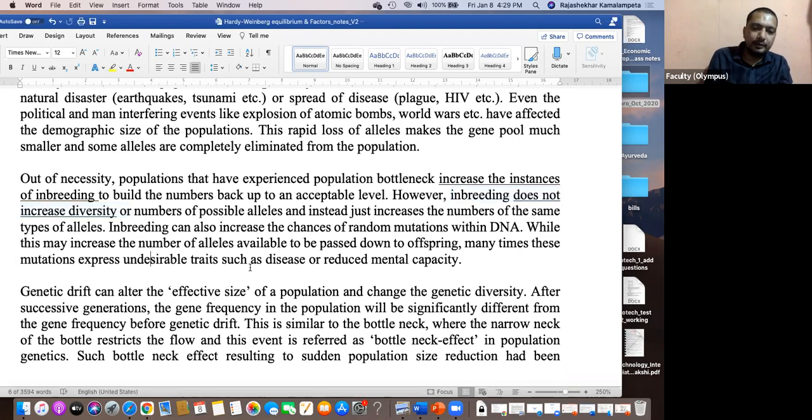So because of this, what happens? After several generations, the gene frequency in that population will be significantly different from the gene frequency of the original population or initial population. Correct?